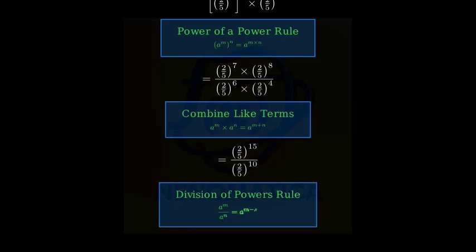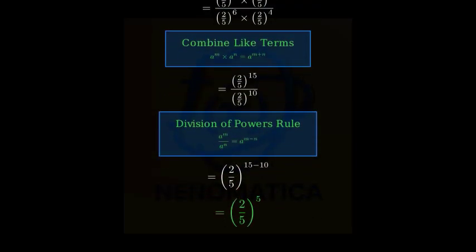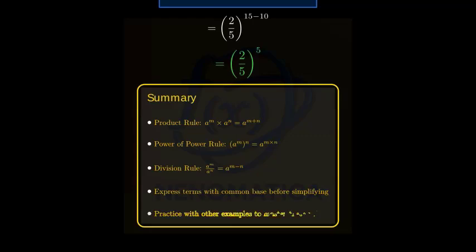Finally, we can apply the division of powers rule. When dividing powers with the same base, we subtract the exponents. So 2/5 to the power of 15 divided by 2/5 to the power of 10 equals 2/5 to the power of 5. Let's summarize what we've learned about simplifying expressions with exponents.